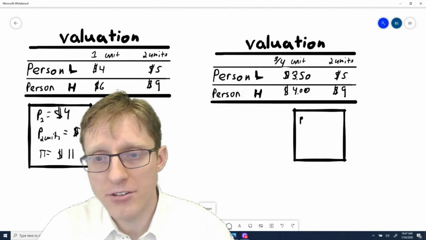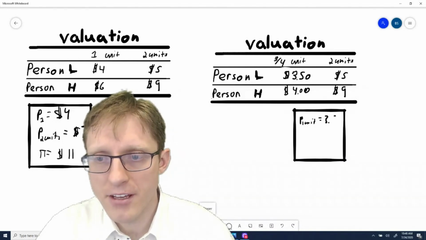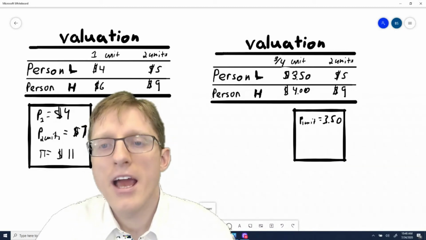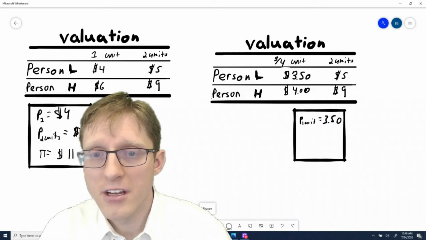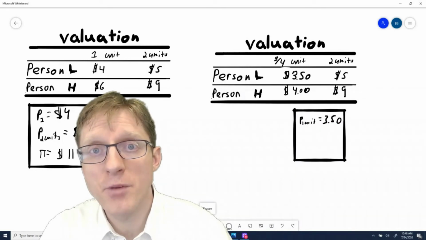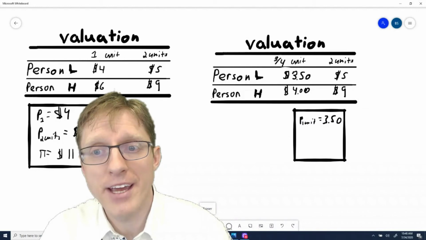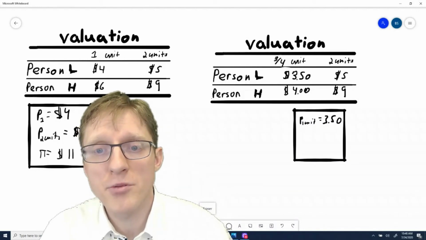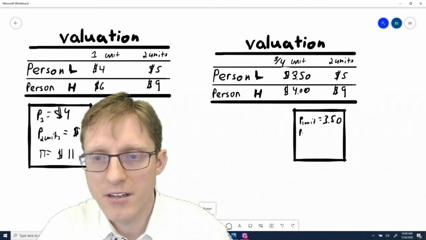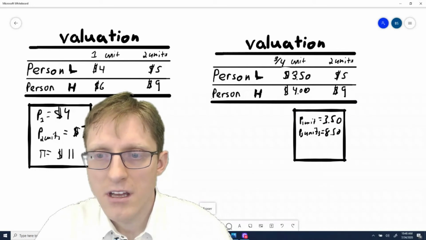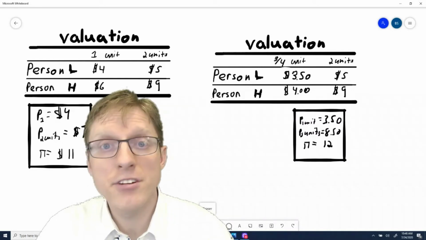So let's write that down. We're going to charge a price for 1 unit of $3.50. And then if they're going to sell the larger box, which is still 2 units, to the high type, they have to leave this person with at least as much consumer surplus as that person would get if they're buying this smaller box. With the smaller box, they're now getting only 50 cents of consumer surplus. So the highest price we could charge person H for the larger box of cereal would be $8.50. So I'll write that down now. Now, if you add these together, you can get that the total profits have risen to $12.